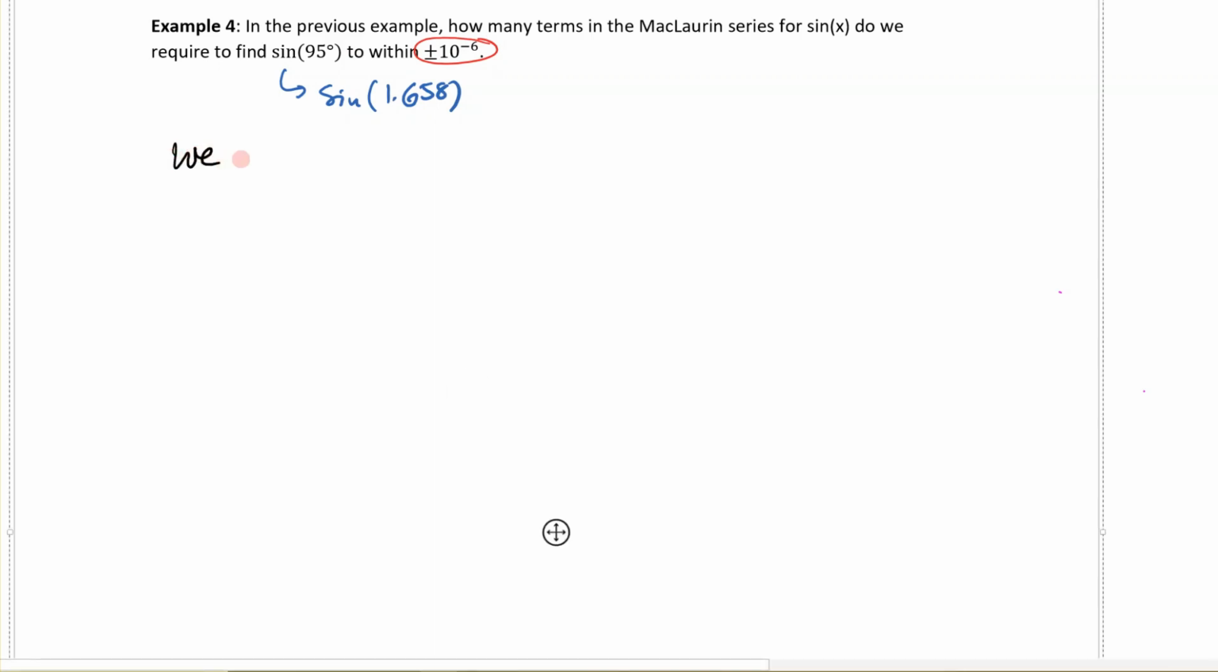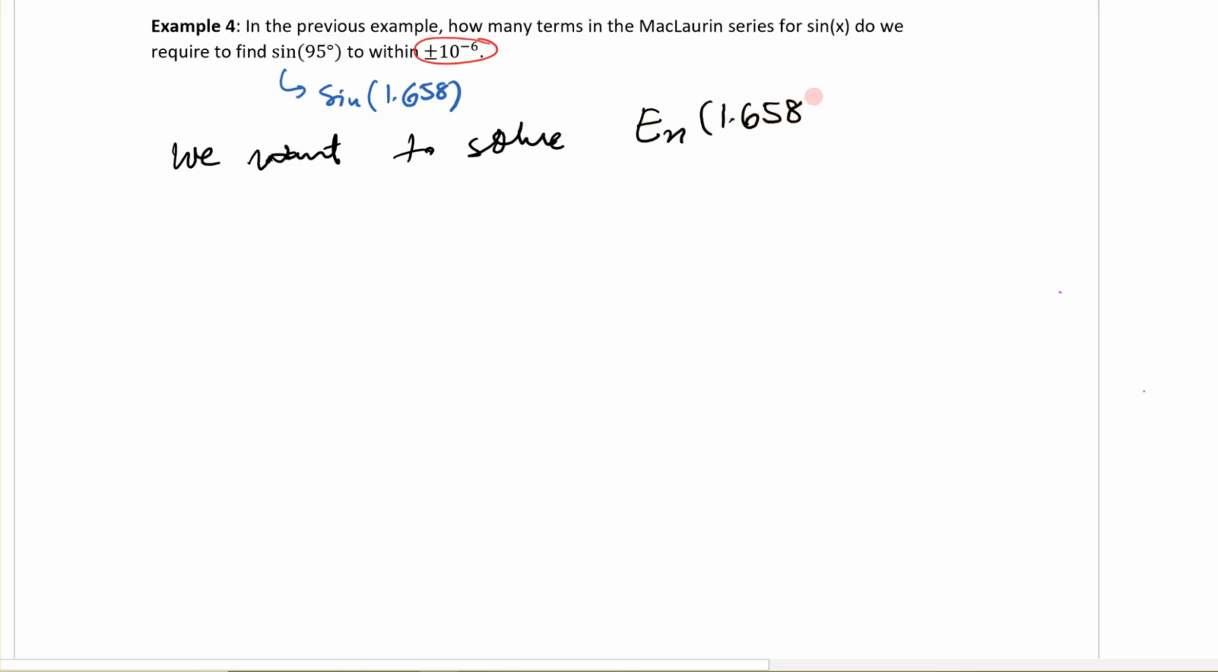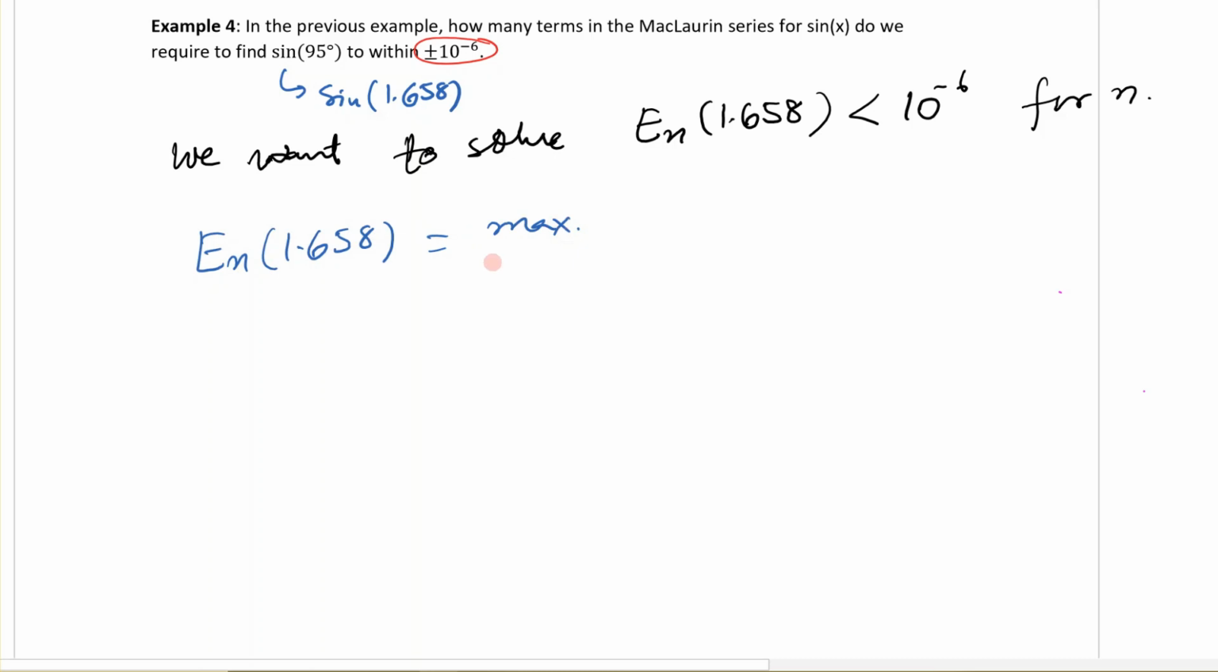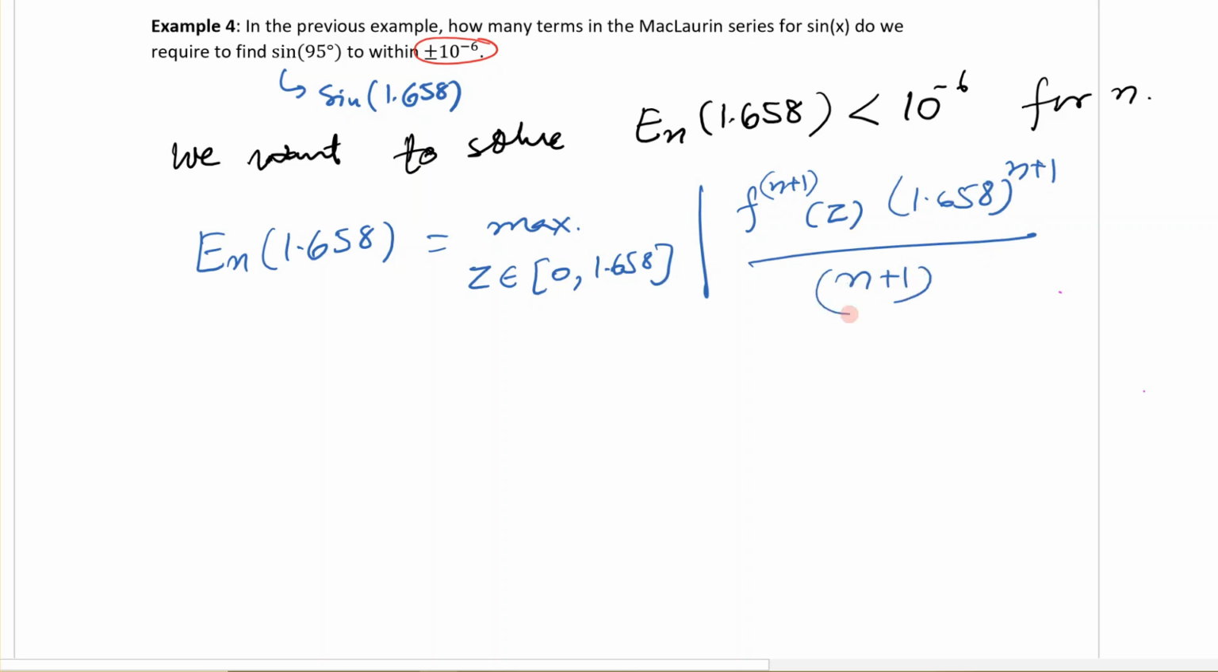So it means we want to solve the error formula. E n at the point 1.658, and we want this error to be less than 10 raised to power negative 6. So we're going to solve for that n. All right, so I'm going to go ahead and write my formula that we figured out in the previous example. This is given by the maximum of the nth derivative at z, where z belongs to 0 to 1.658, times 1.658 raised to power n plus 1 over n plus 1 factorial.